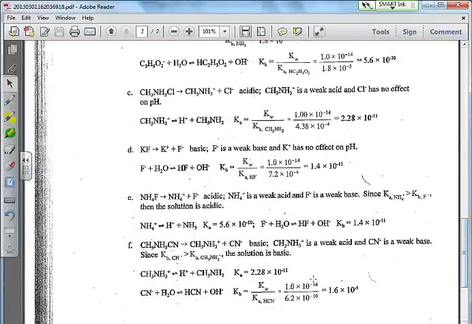It's tricky, I know it's tricky, but go back to that information, go back to that chart, and hopefully we can get it worked out. Okay, hope that helps.